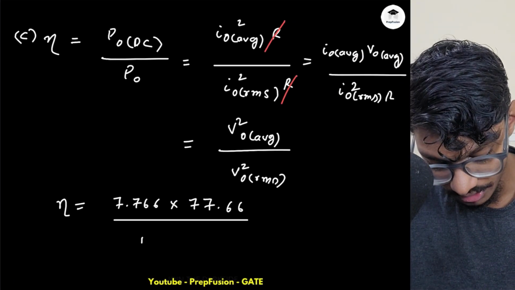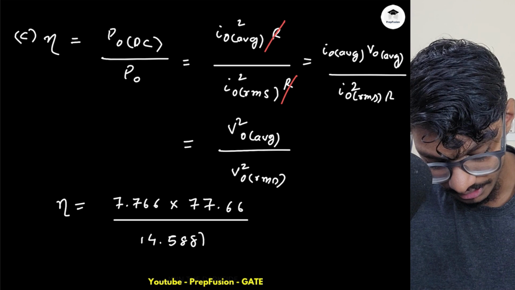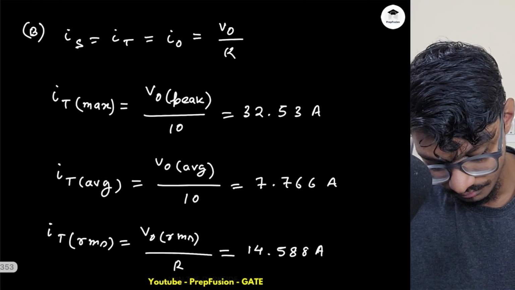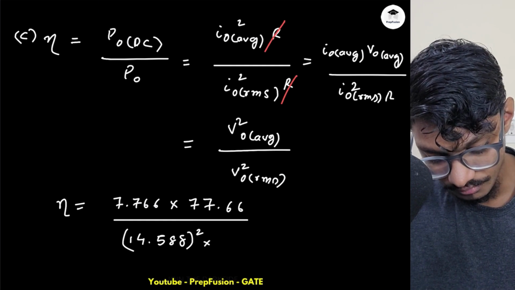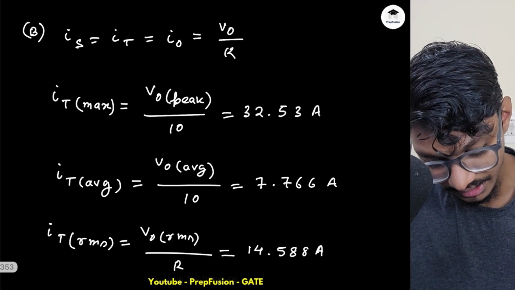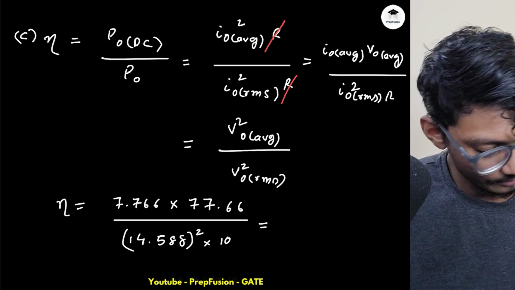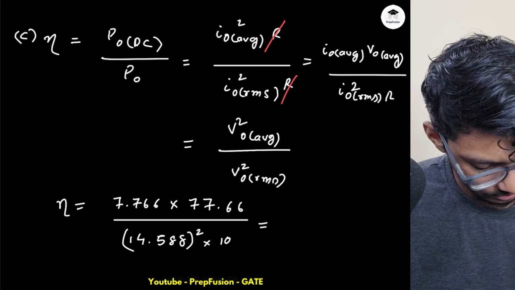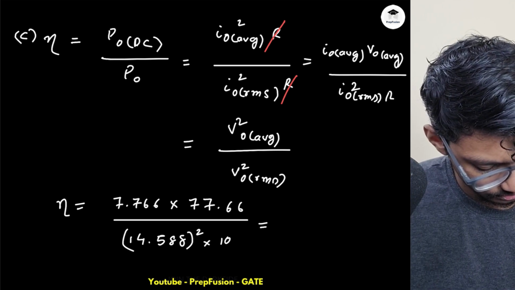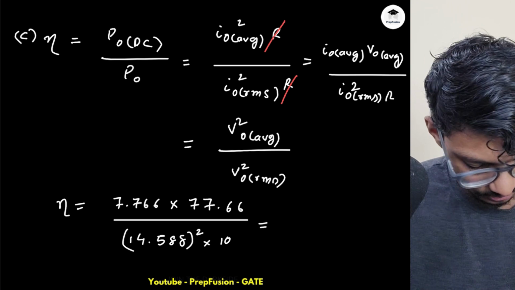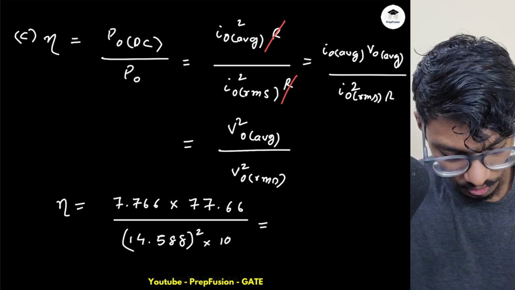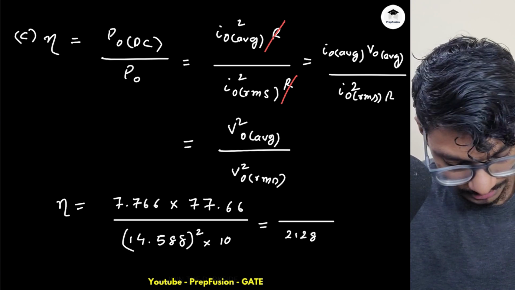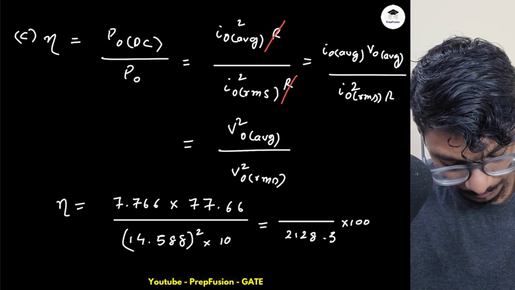IO RMS is 14.588 whole square into R. What is R? R is simply 10 in this case, right? R is 10. So if I compute this real quick, this will be divided by 10 into 1 square into 10. In the bottom I will have 2128, and obviously I have to multiply by 100 as well to compute the percentage.